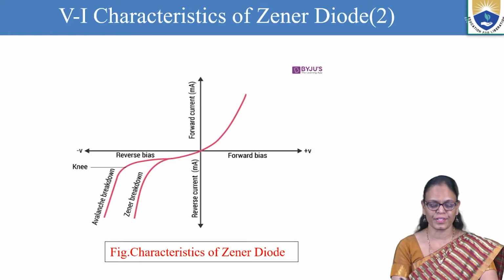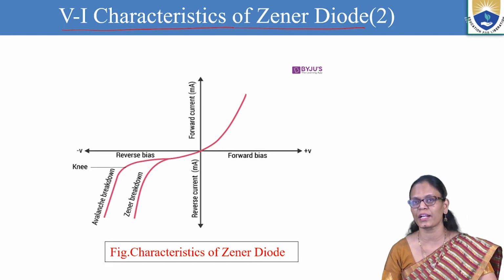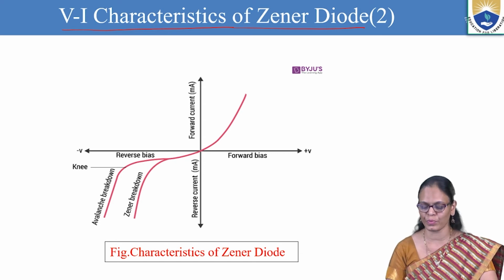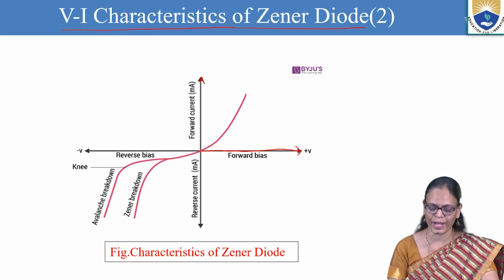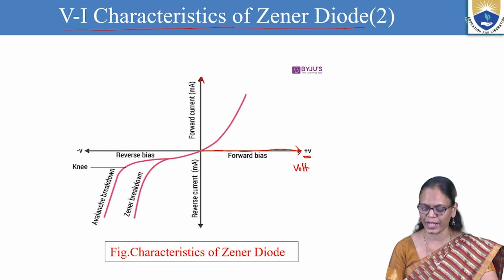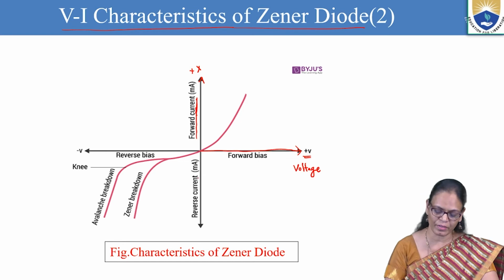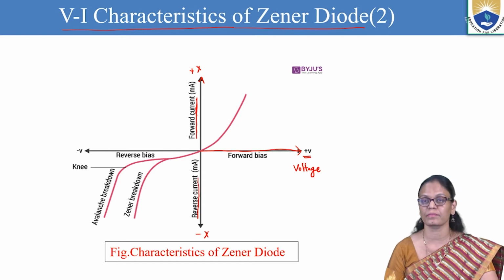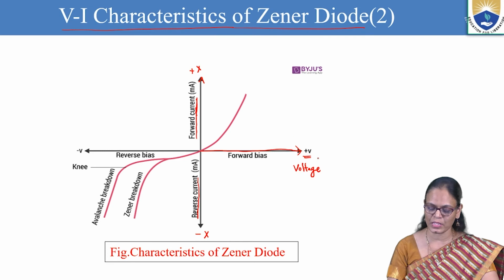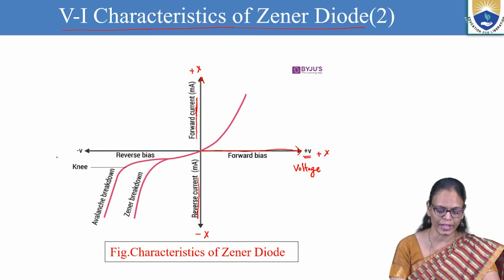Now coming to the characteristics, the voltage-current characteristics of a Zener diode. What are the voltage-current characteristics? For this, we take voltage along the x-axis and current along the y-axis. We take the forward current along the positive y-axis and the reverse current along the negative y-axis. The same way, positive voltage along the positive x-axis and negative voltage along the negative x-axis.